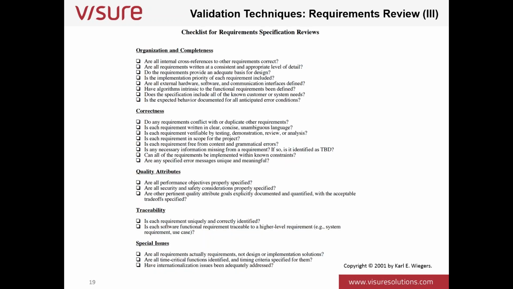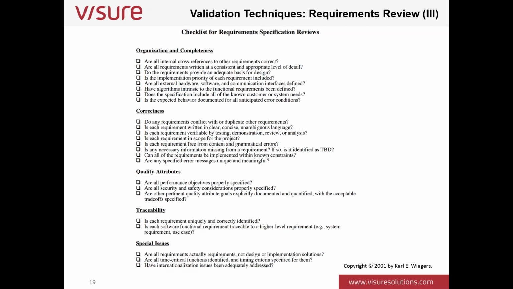And this is an example of a checklist that is recommended to run during the requirement specification reviews. It's been gathered from the CAD viewers work. It's copyrighted in 2001, but still valid. As you can see, there are different sections for this: organization and completeness, correctness, quality attributes, traceability, and special issues that we must analyze, and we must check that we have followed during the meeting.